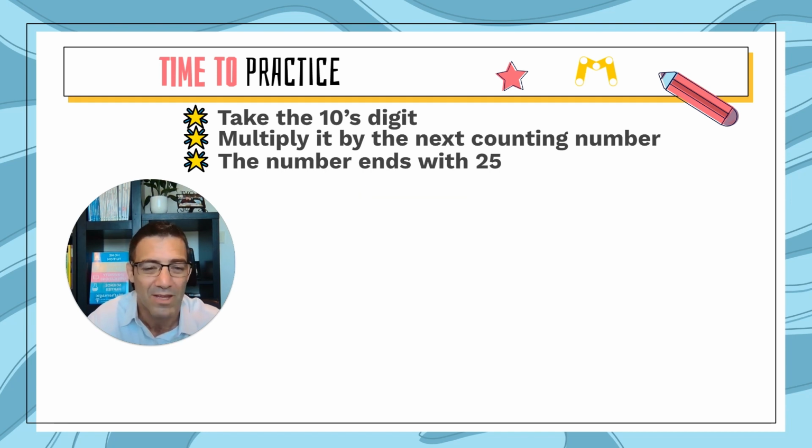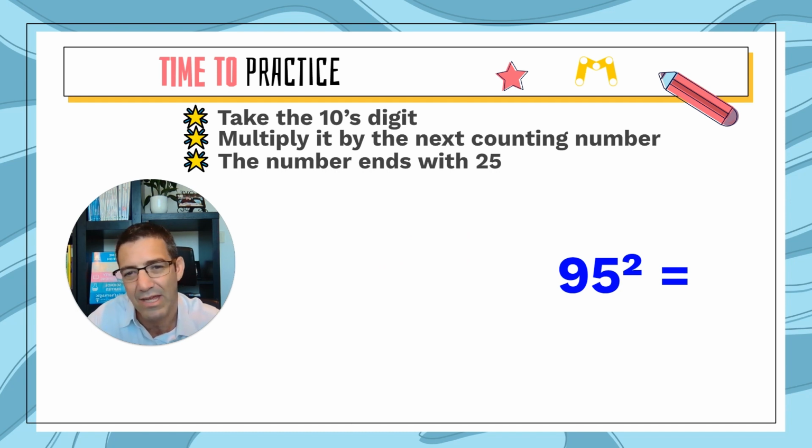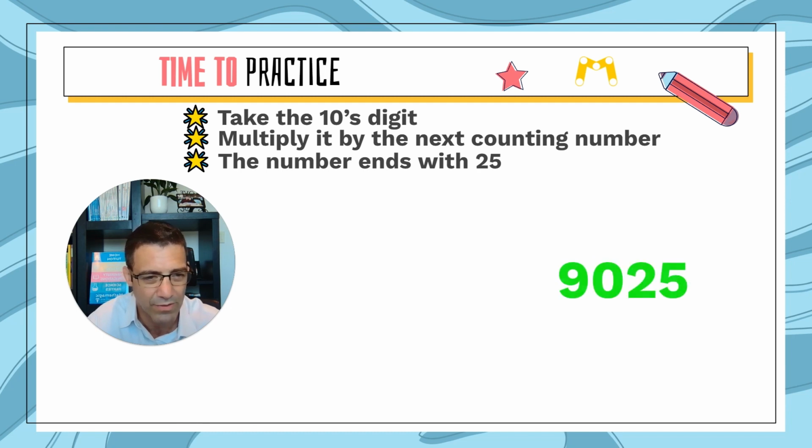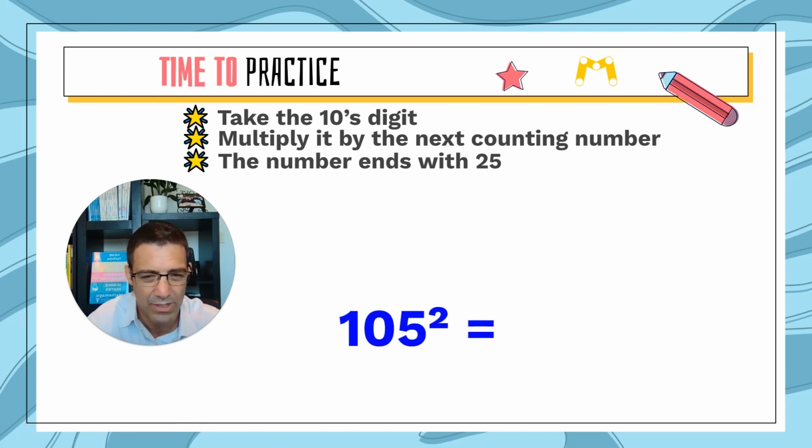5,625. Okay, 85 squared. So 8 times 9. 8 times 9 is 72. 7,225. All right, how about 95 squared? Okay, pretty easy. 9 times 10 is 90, and then we end with a 25. And we can try 105 squared, so 10 times 11, which is 110, and then we finish with 25, 11025.